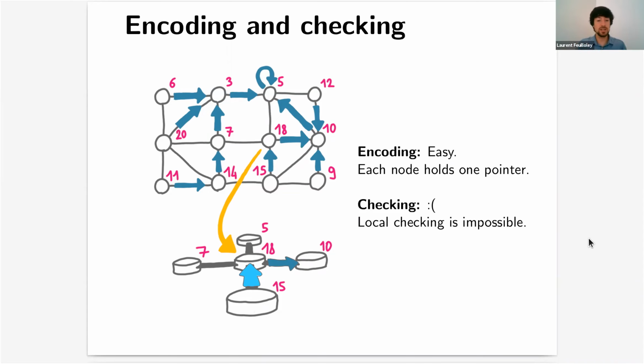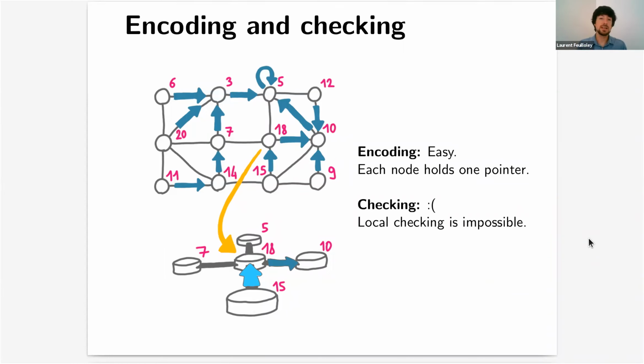So for example, this machine 18, what it holds of the spanning tree is this one pointer that is pointing to the machine number 10. So it knows that in the spanning tree, its parent is this machine number 10. And maybe if it communicates with this machine 15, it knows that it is itself the parent of machine 15. Okay, so that's very nice. That's the good news, that you can encode the directed spanning tree locally. You don't need something global, or you need really little memory per node.